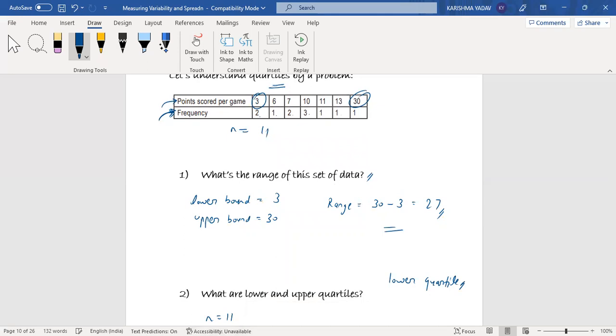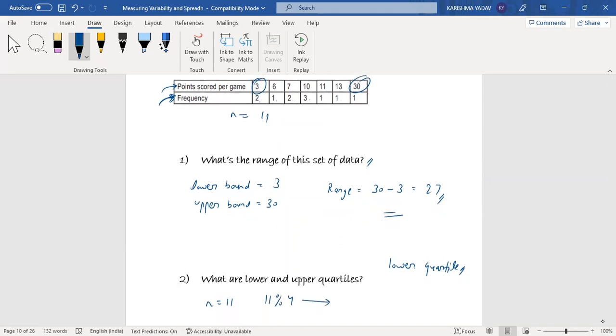As my n is 11, we divide 11 by 4, which gives 2.75. This is not an integer, so we are going to round it up, and the value will be 3. Rounding this number gives the position of the lower quartile. So the lower quartile is at position 3.